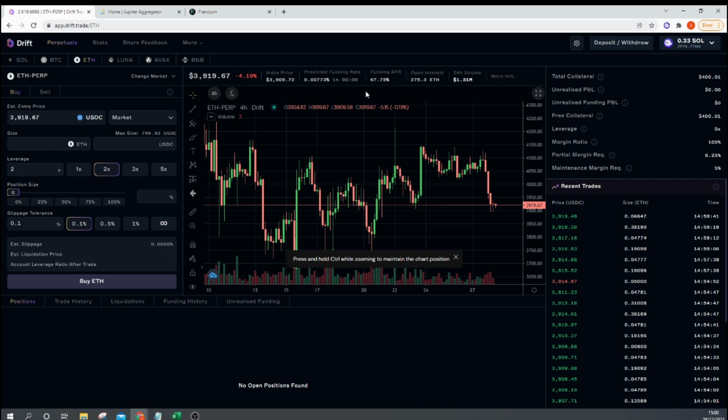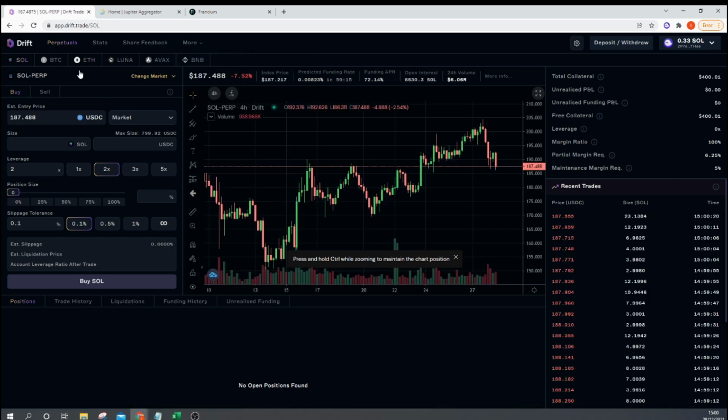So if you are going to go short the ETH perpetual future, you'd get 0.00773% of your position back. I think this is every hour. Yeah, funding rate is calculated every hour. So every hour you'd get that much of your position. So we're doing this with the ETH perpetual futures today, but you can do it with the Sol perpetual futures, Bitcoin, Luna, Avalanche, BNB.